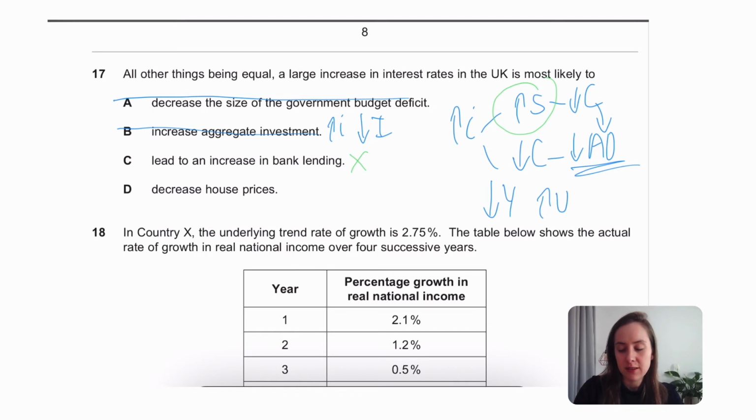Decrease in house prices, okay, because it's more difficult and more expensive to acquire a mortgage, so there's less demand for houses, so falling house prices. You've also got the economy not doing very well, and maybe higher unemployment.